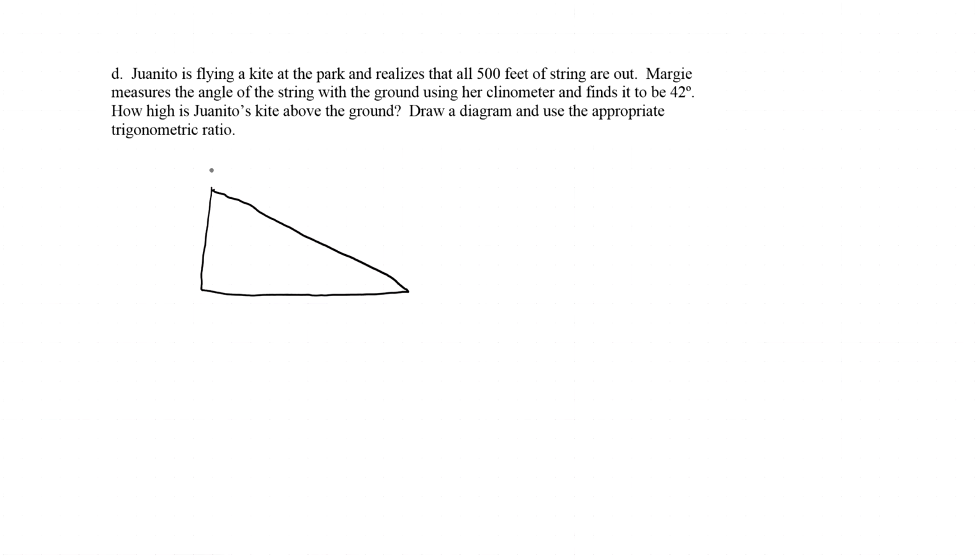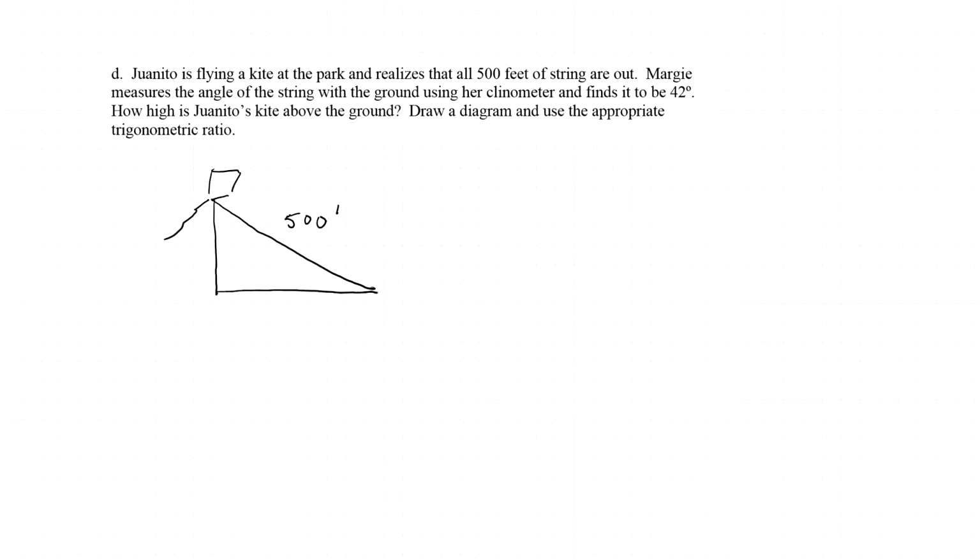Alright, so basically what we have here is a kite. That's a horrible kite. Let's try that again. We have a kite flying in the air, and all the string is out, and we know that there is 500 feet of string, and the clinometer says that the string makes a 42-degree angle with the ground, and we want to find out how high the kite is.